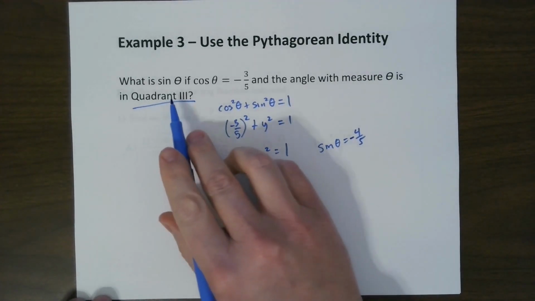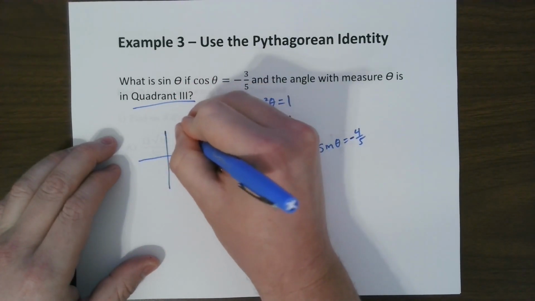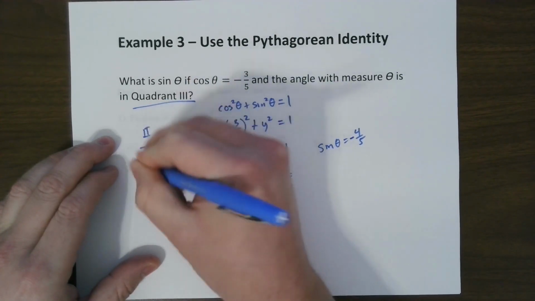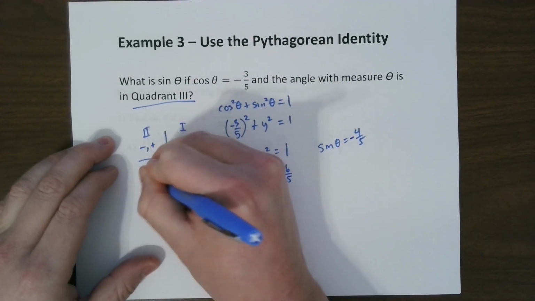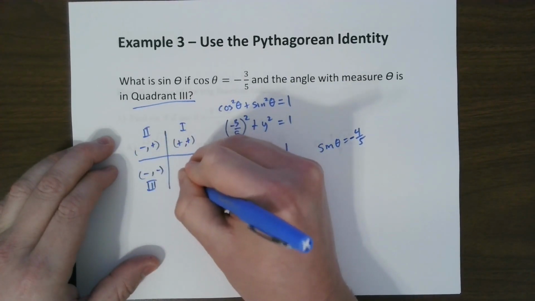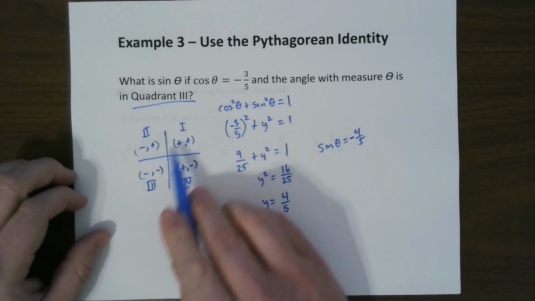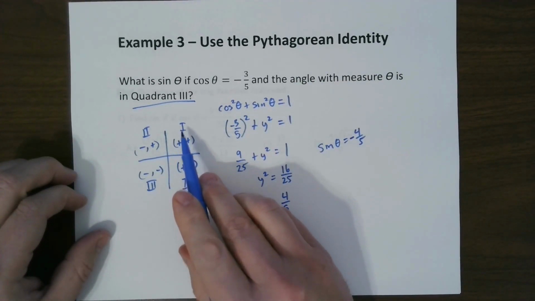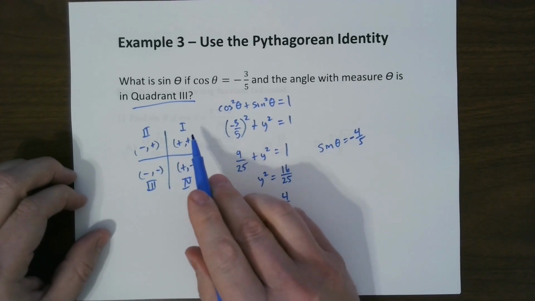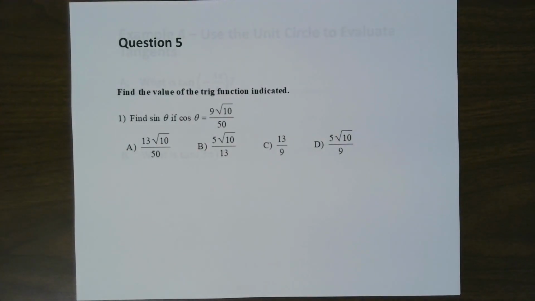So this will tell you the signs of it. If you remember from way back in the day, quadrant 1 is positive, positive. Quadrant 2 is negative, positive. Quadrant 3 is negative, negative. And quadrant 4 is positive, negative. So in other words, cosines are positive in 1 and 4. Sines are positive in 1 and 2. Go ahead and try this problem.